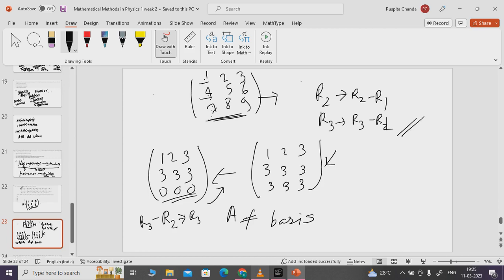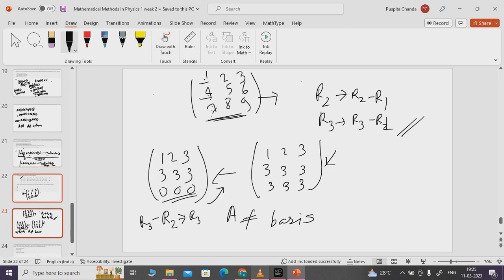Why have we done this? Because here we can see the difference is 3, here also 3, so it is intuitive.